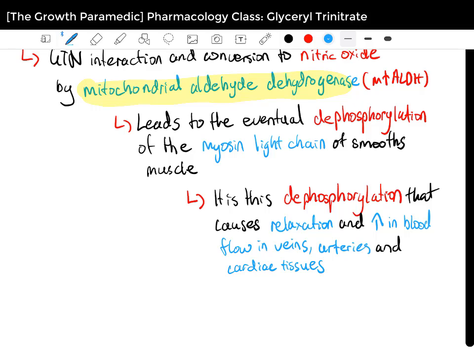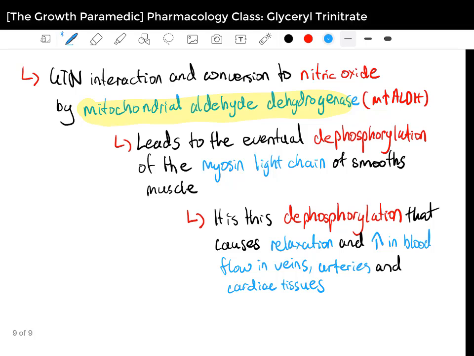So as you can see from here, very important interaction and conversion that occurs. And this part, you just need to memorize it. You might need to read it a few times, but generally it's always a chain by step reaction. So when GTN is administered, it is converted to nitric oxide. And if you want to know what converts it to nitric oxide, it's the mitochondrial aldehyde dehydrogenase. But you don't really need to know that long word. You just need to know that it converts to nitric oxide. And this new form, nitric oxide, leads to dephosphorylation. And this dephosphorylation then leads to relaxation, increase in blood flow to veins, arteries, and cardiac tissues.